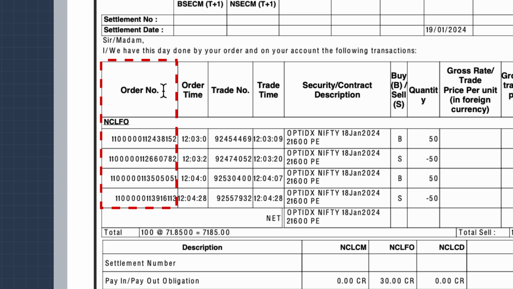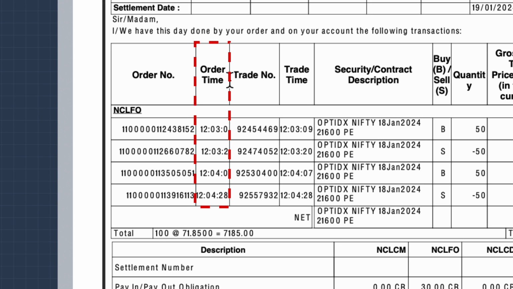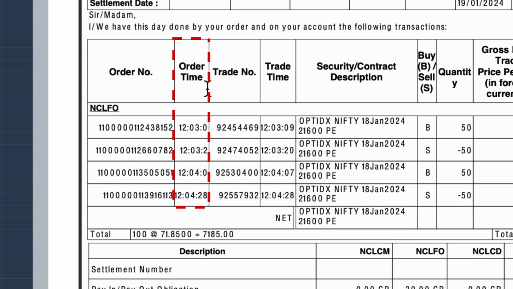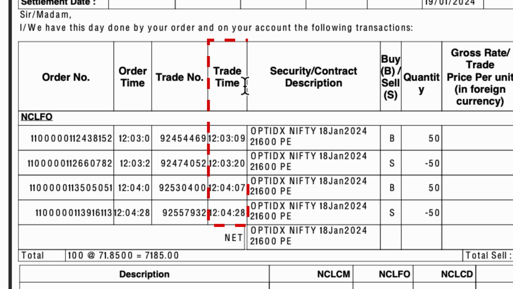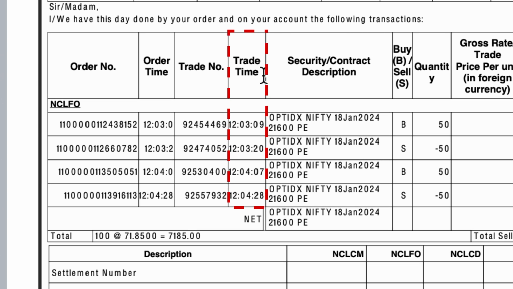At the outset, we have the order number, which is a unique number assigned by the exchange for each order executed by you. Next up, the order time highlights the exact time your order was placed on the exchange. Following that is the trade number, which is a specific number assigned for the different trades. Moving on, the trade time is important to check. It shows the exact time your order was executed.